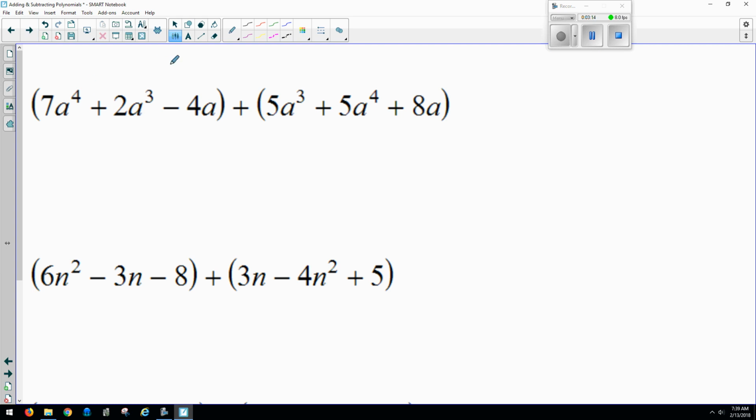So here is actually a polynomial added to another polynomial. And so again, I'm just going to go through and underline the like terms with the same number of underlines. So I have 7a to the 4th and 5a to the 4th, and I'm adding these together. So that becomes 12a to the 4th. Now I'm going to look for any a cubed terms. So I have 2 plus 5, which is 7a cubed. And then I have negative 4a and 8a. So that becomes a positive 4a. Nothing else I can do here because I do not have like terms.